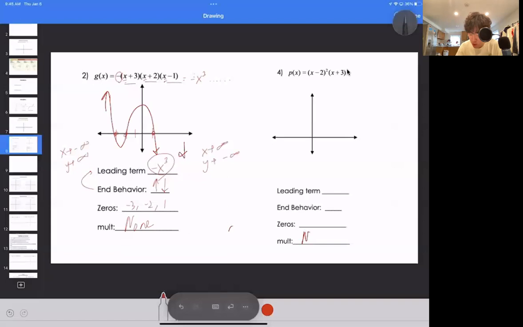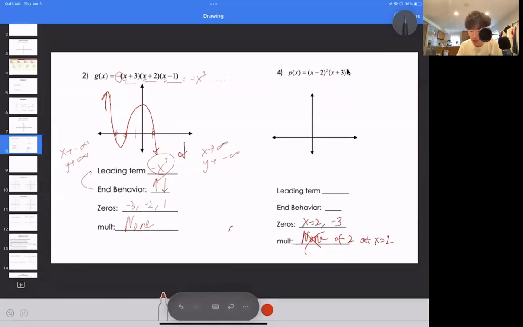This is an example of where you have a multiplicity. So you won't be able to write down none for any of these questions. You will say multiplicity of 2 at x equals 2. You have 2 twice. That's basically what it comes down to. So now the zeros will be at x equals 2 and at -3.